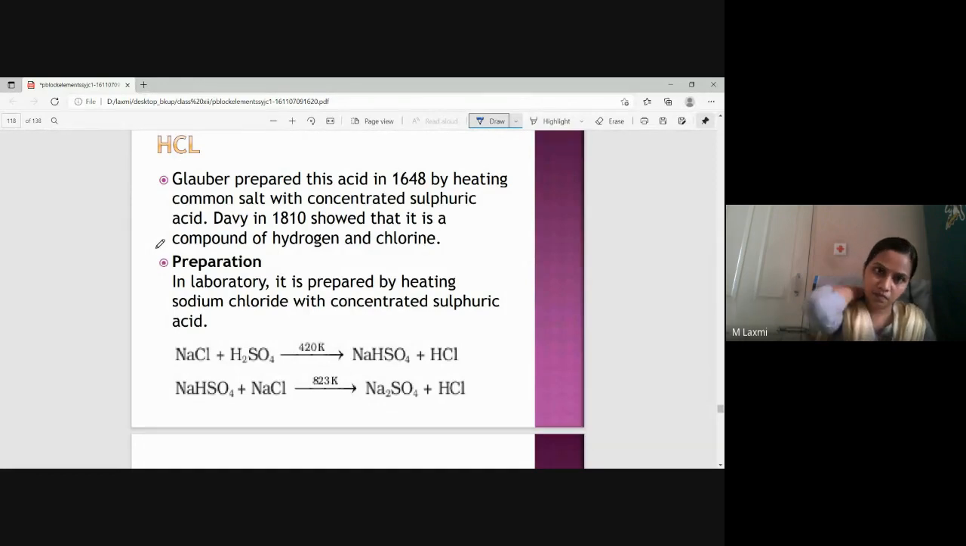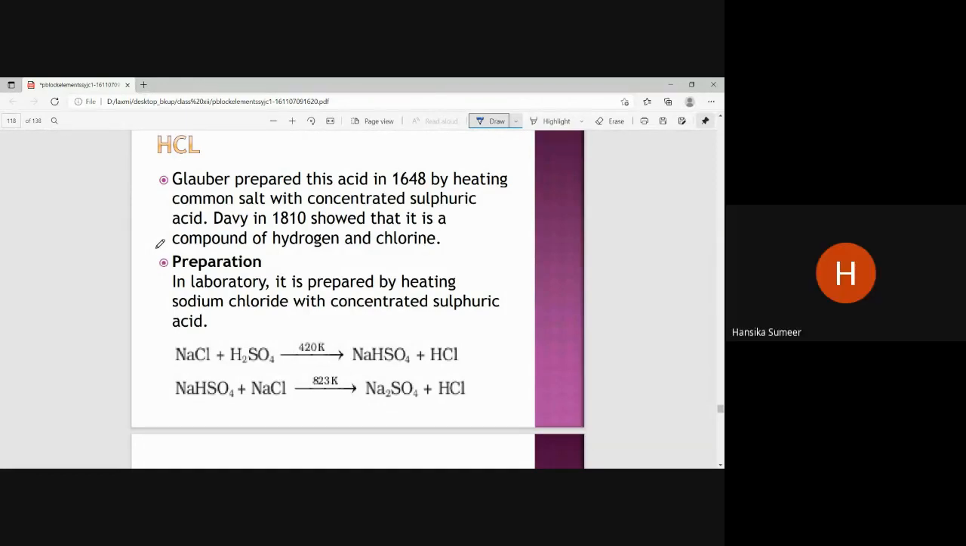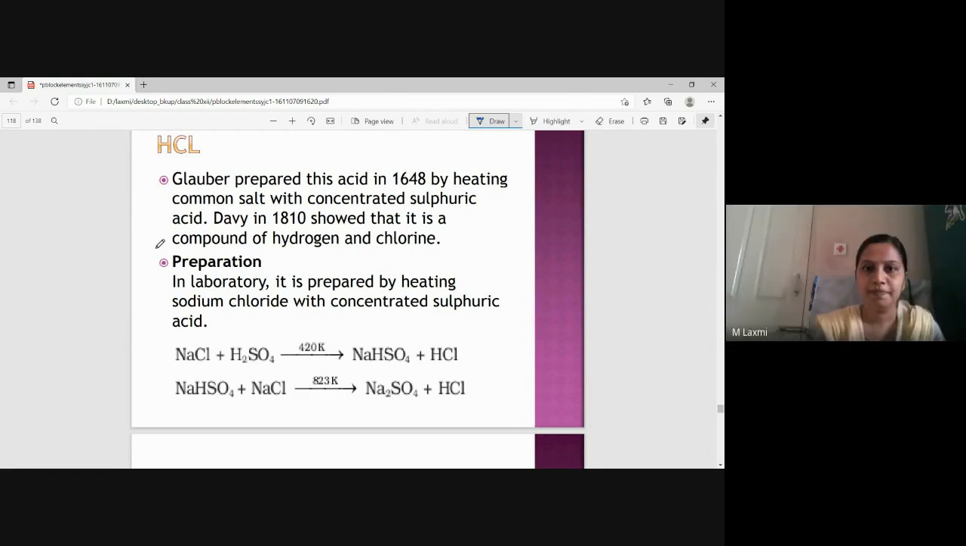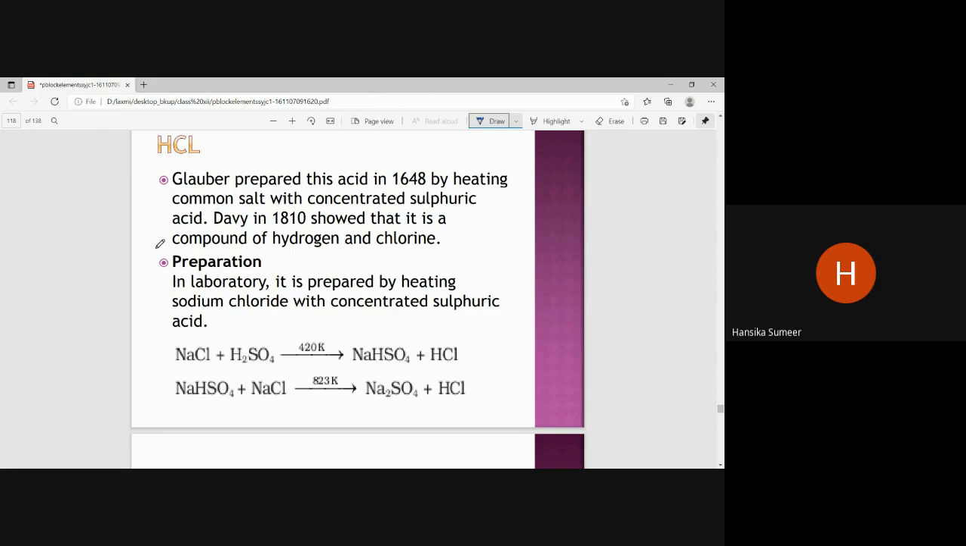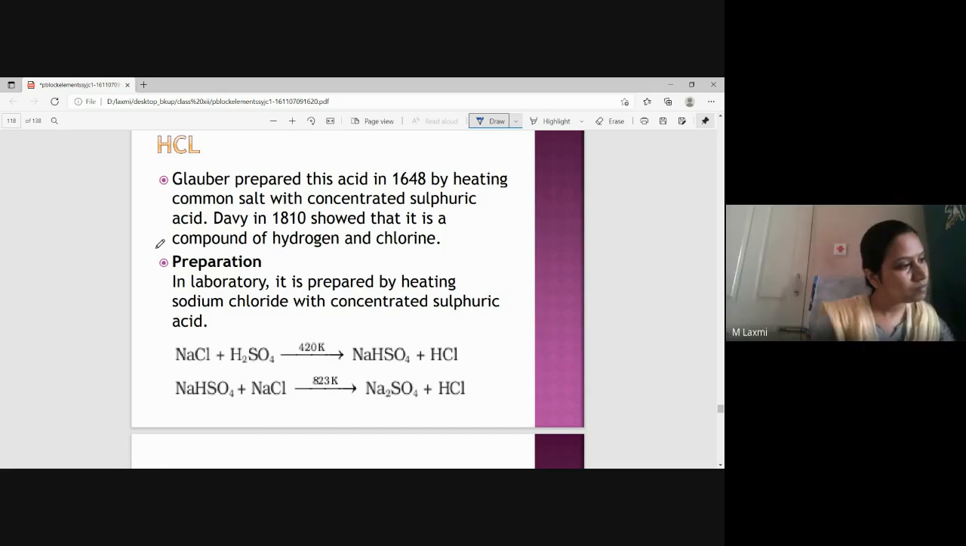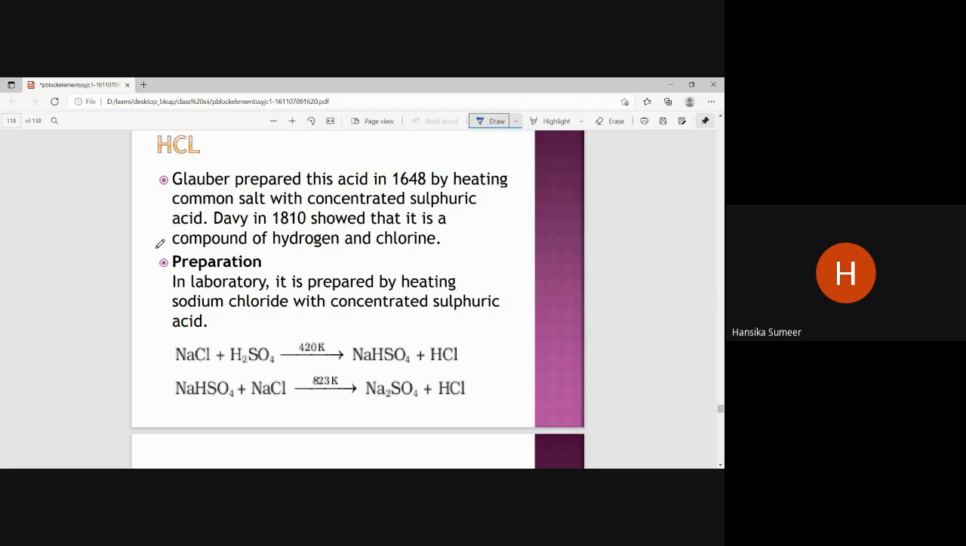Scientist Davy in 1810 showed that it is a compound of both hydrogen and chlorine. The preparation of HCl in the laboratory: it is prepared by heating sodium chloride with concentrated sulfuric acid at 420 Kelvin, which yields NaHSO4 and hydrogen chloride. HCl gas can be dried by passing it through concentrated sulfuric acid.